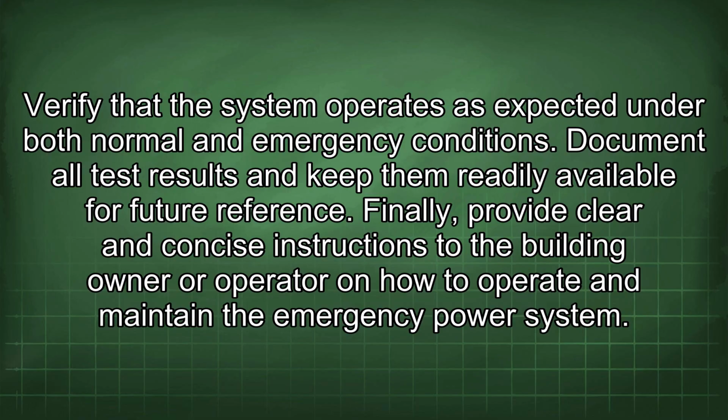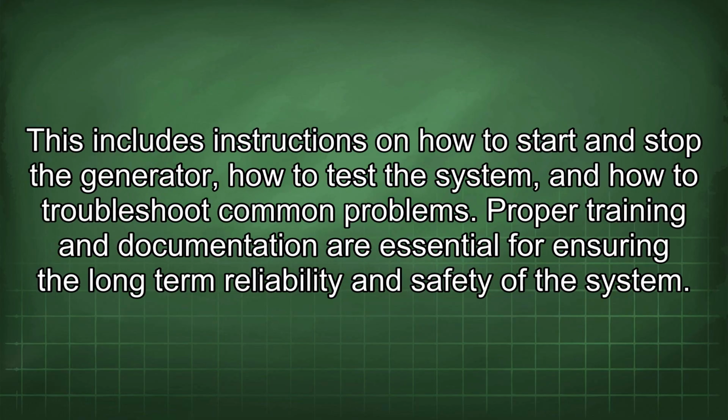Finally, provide clear and concise instructions to the building owner or operator on how to operate and maintain the emergency power system. This includes instructions on how to start and stop the generator, how to test the system, and how to troubleshoot common problems. Proper training and documentation are essential for ensuring the long-term reliability and safety of the system.